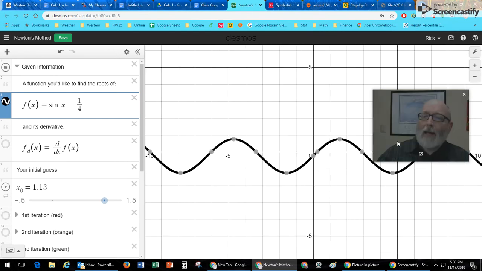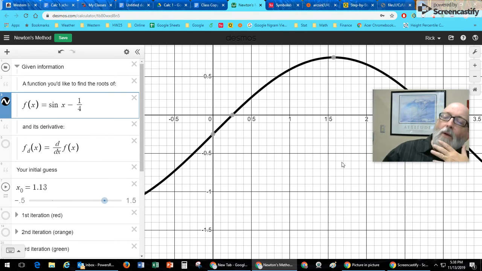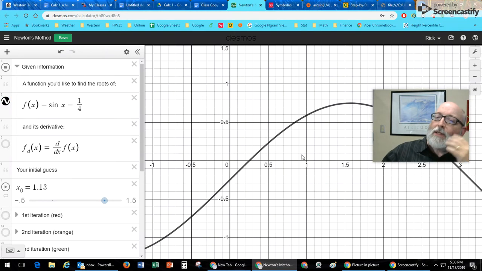So I go back out here and I say, okay, I want to know what this number is. Well, how can I do this? What can I use the derivative for? The derivative, remember, is going to be giving me a tangent line right there.